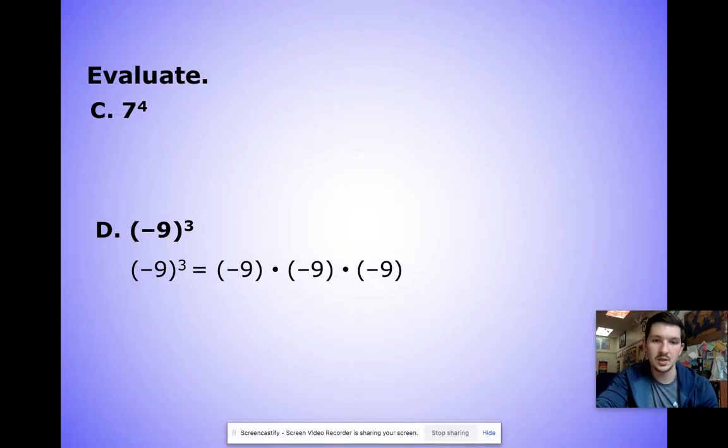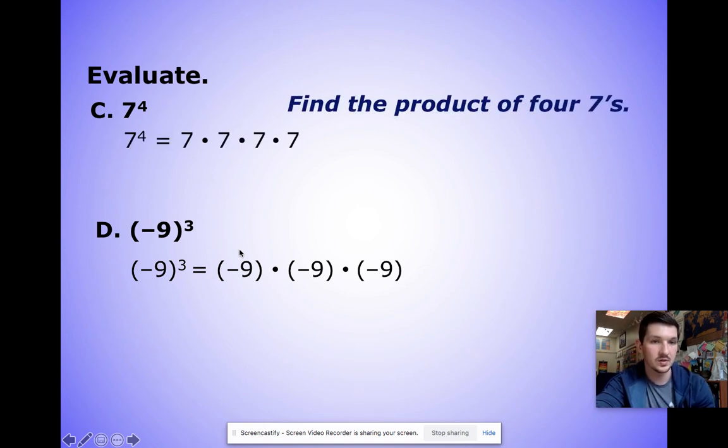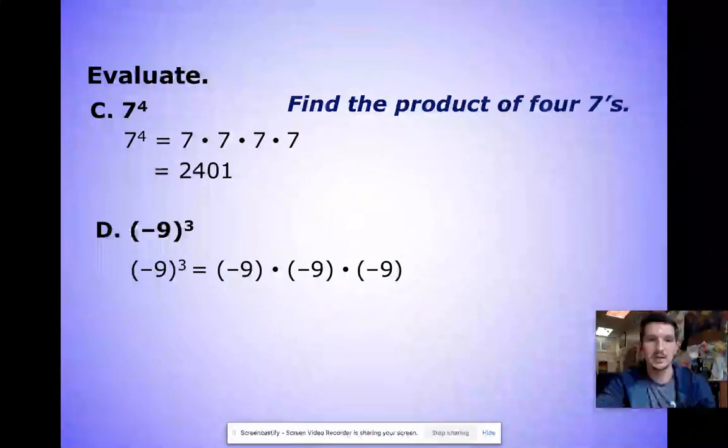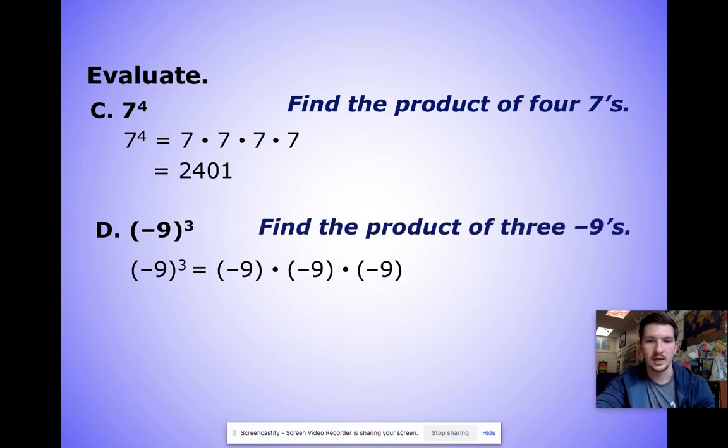Again, if you want to pause it, you can do this one as well. But C, if you were to write this one out, you could do 7 times 7 times 7 times 7, which would end up being 2,401. And then D, I accidentally forgot to do a little slideshow on this one. But again, if we were to write out that negative, make sure you put those negative signs inside of parentheses. So negative 9 times negative 9 times negative 9, we would end up getting negative 729.